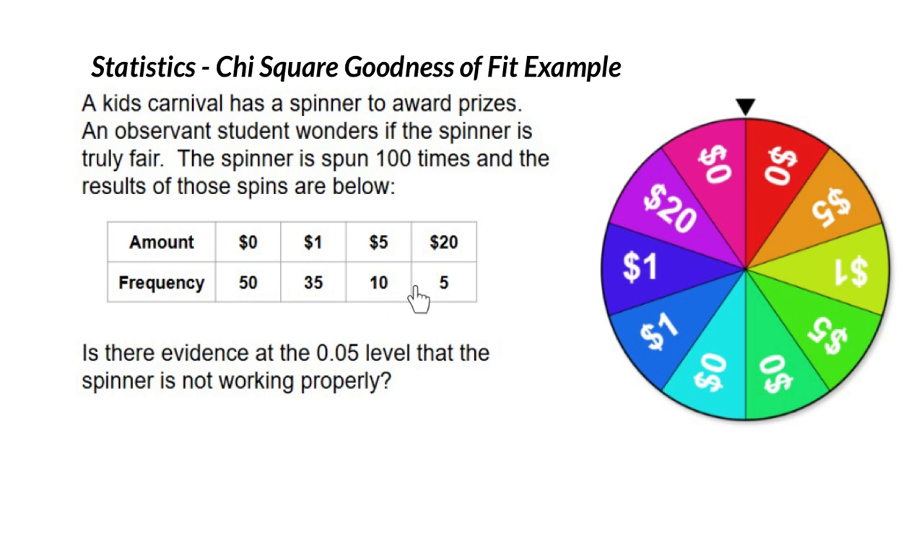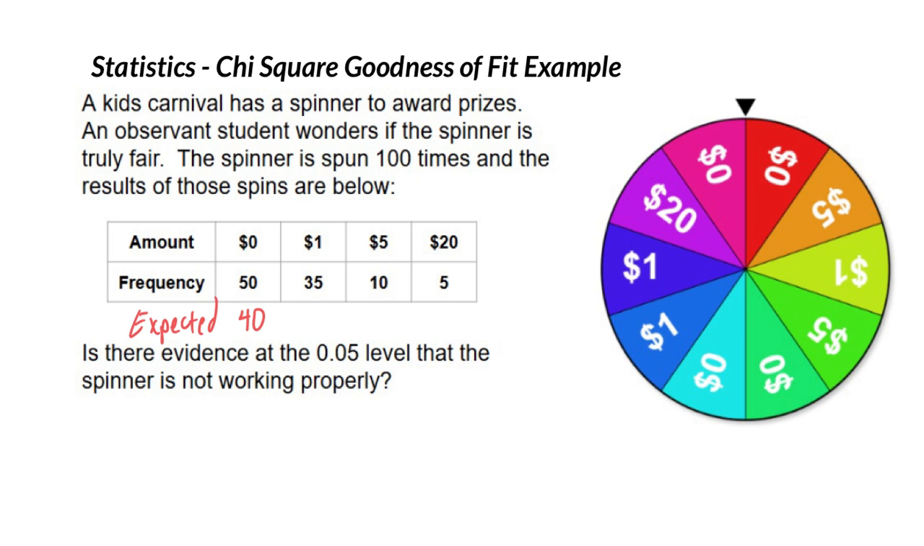And here are the results of the actual spins. Now, this is the frequency. This is what really happened. But what we would have expected to have happen, based on our spinner, is that if there are 4 zeros out of the 10 spots, that 40% out of the 100 spins, or 40, would have been $0. So you can see we certainly had more people come away with 0 than we thought.